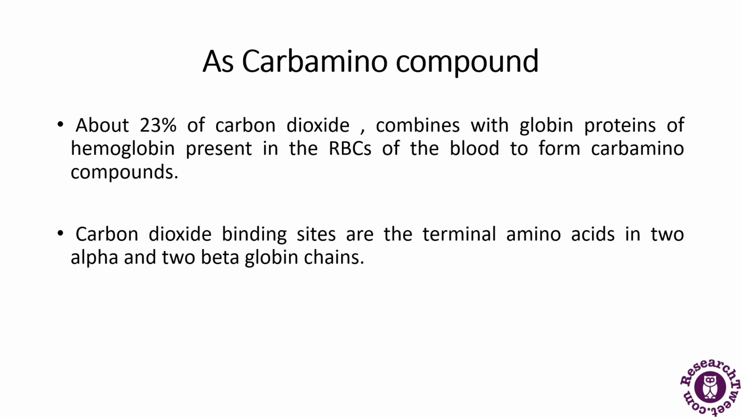Next is the carbamino compound. About 23% of the carbon dioxide combines with the globin proteins of hemoglobin present in the RBCs of the blood to form carbamino compounds. The binding sites for carbon dioxide are the terminal amino acids in the 2 alpha and the 2 beta globin chains. Hemoglobin that has bound to carbon dioxide is called carbaminohemoglobin, that is HbCO2. So this is the carbamino compound.